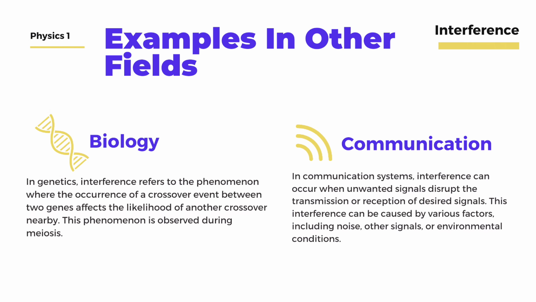The other example is communication. In communication systems, interference can occur when unwanted signals disrupt the transmission or reception of desired signals. This interference can be caused by various factors, including noise, other signals, or environmental conditions.